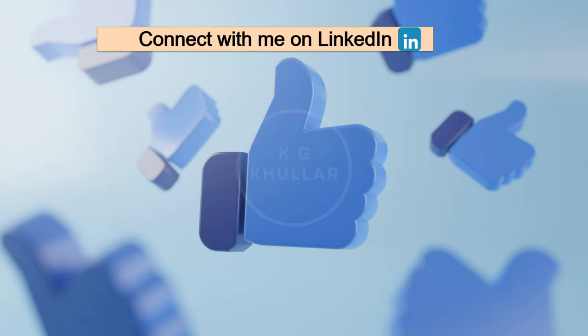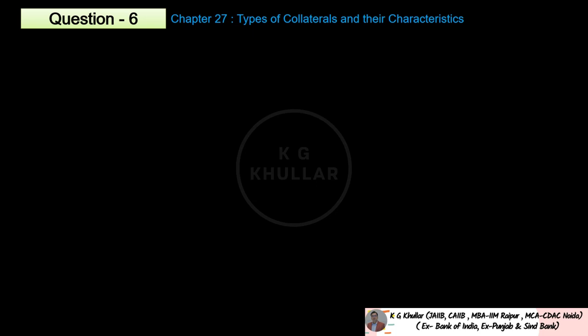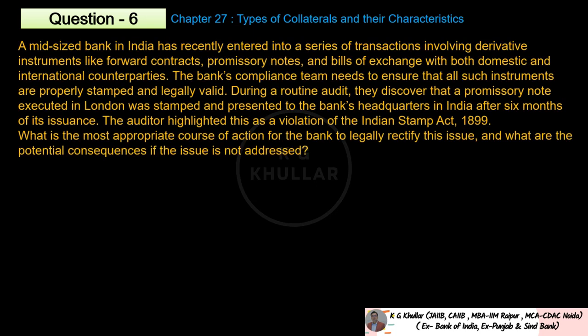Next, let's move forward with our mock test. The next question is from chapter 27, that is types of collaterals and their characteristics. And the question goes like this. A mid-sized bank in India has recently entered into a series of transactions involving derivative instruments like forward contracts, promissory notes, and bills of exchange with both domestic and international counterparties. The bank's compliance team needs to ensure that all the instruments are properly stamped and legally valid.